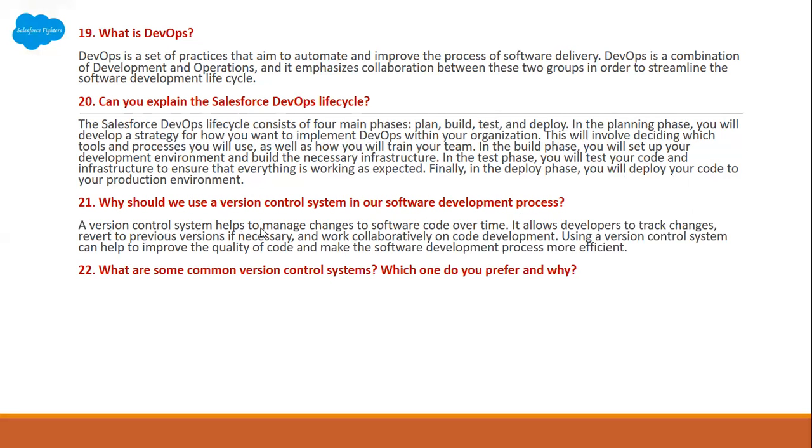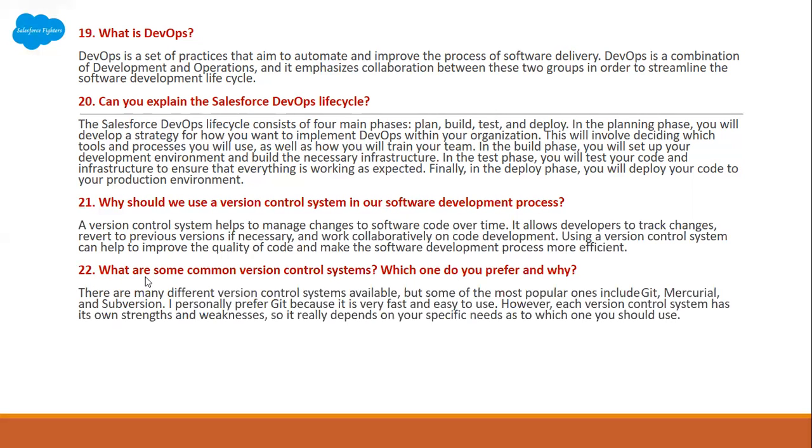Version control system helps to manage changes to the software code over time. It allows developers to track the changes, revert to the previous version if necessary, and work collaboratively on code. Deployment using a version control system can help to improve the quality of code and make the software development process more efficient.